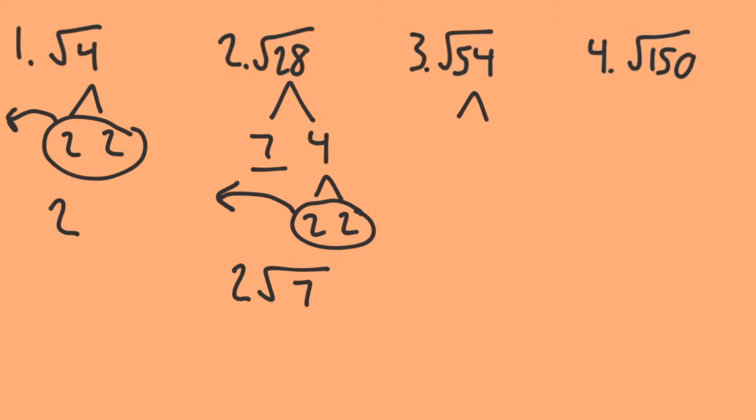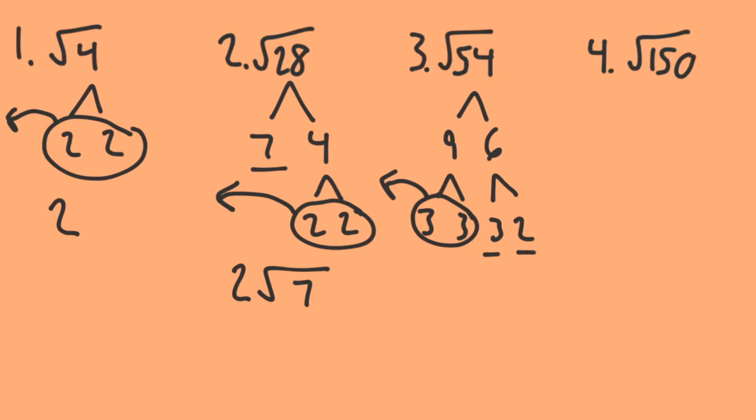54, that's 9 times 6. 9 is 3 times 3. 6 is 3 times 2. So here's a group of 2. We can take that out. There's no other groups of 2. We're still left with a 3 and a 2. So we take out a 3 from here, and we're left with the 3 times 2 on the inside, which is 6.